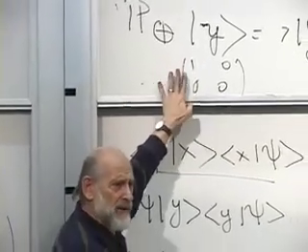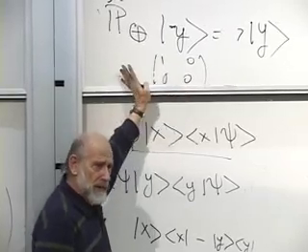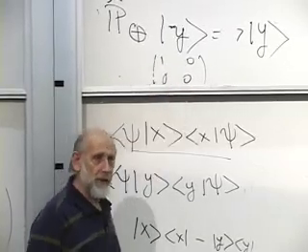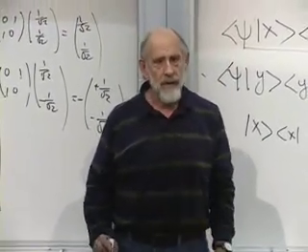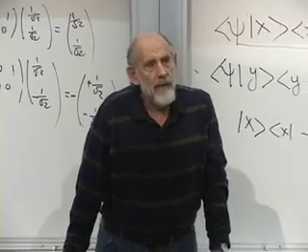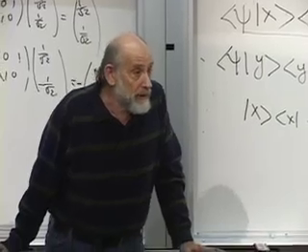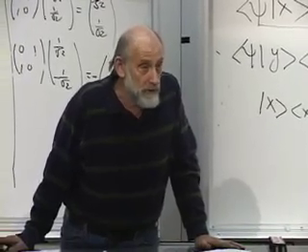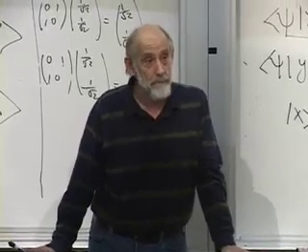Your comment is right. You could have defined the observable this way, and then the expectation value of it would be the probability. But the output of the experiment would be 1 or 0, not the probability. That's right. The output of the experiment would be 1 or 0.